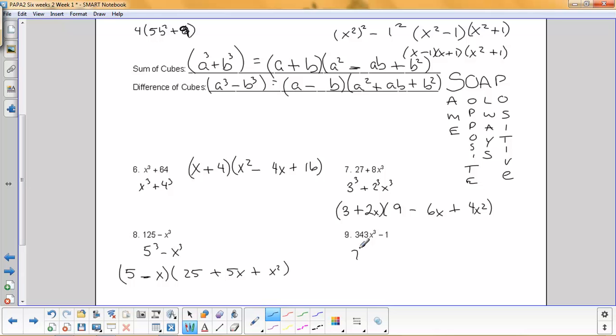343 is 7 to the third power, x to the third power minus 1 to the third power. Remember, you can change that to 7x to the third power as a quantity. So that becomes 7x, 1, 49x squared, 7x, and 1. Same, opposite, always positive.